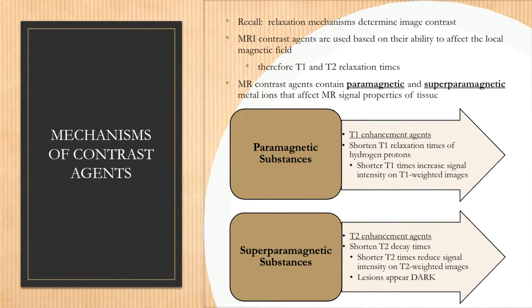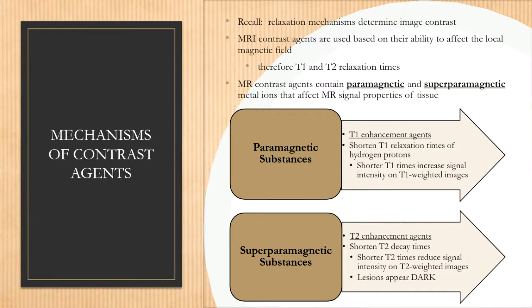When we talk about contrast agents, we have to understand how they work. And really, it goes back to the very beginnings of us learning about MRI, of the principles, really. So we know that image contrast in MRI is determined by the relaxation methods of different tissues and how those tissues interact with the magnetic field. So by introducing contrast agents, we are influencing those relaxation times, the T1 and T2 times of tissues, by affecting the local magnetic field.